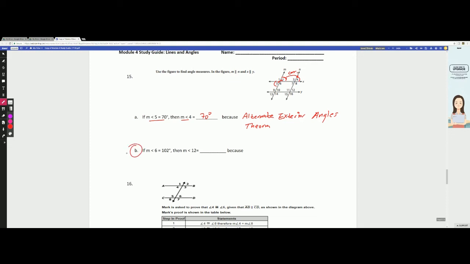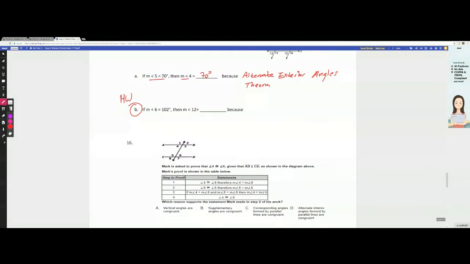All right, part B. Again, use the same figure that I'm using and test it out. See how far you can get, okay? And then don't forget the reasoning. Why? What theorem, what postulate are you using? Okay, so again, part B is homework.